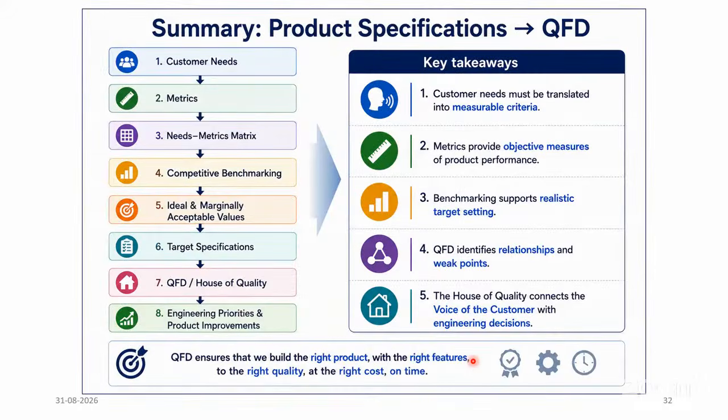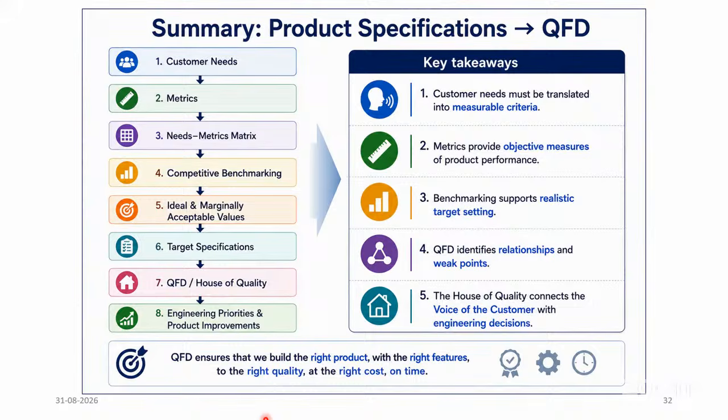So I want to summarize here. We started with the customer needs. From the customer needs, in the last week we went to metrics. Then we formed the needs metrics matrix. After that we have competitive benchmarking. Once the benchmarking is done, we have the ideal and marginally acceptable values. With that we went for target specification and we saw what is QFD through HOQ, that is House of Quality Matrix. So now we know what are our engineering priorities and product improvements that needs to be done.